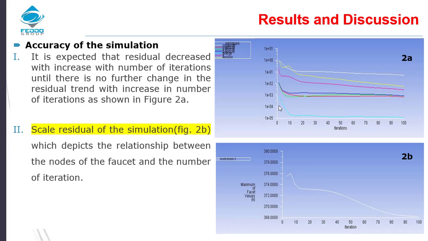Then also the second point, the scale residual of the simulation, which depicts the relationship between the nodes of the force. The example in our model here is a force and the number of iterations. So these are very key. What we are trying to say is that we check the relationship of the maximum of the force value with the number of iterations, and you can see at a point we maintain consistency as well. And like I've said, for you to know your convergence, it has to have consistency for stability.